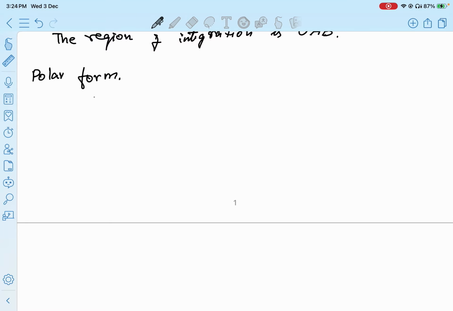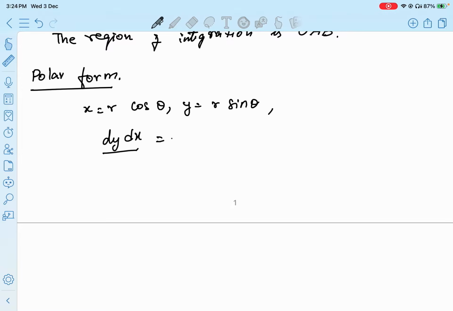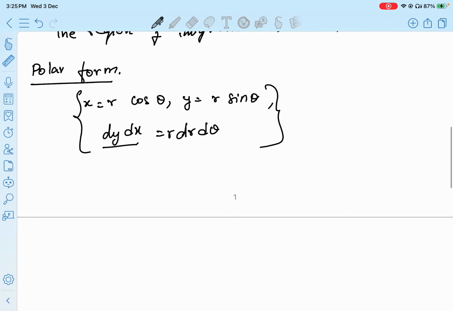Okay, now I am going to start the polar form. To start the polar form, we know our x equal to r cos theta and y equal to r sin theta, and dy dx is equal to r dr d theta. Okay, this is the standard general form for polar coordinates. Instead of x we have to use r cos theta, instead of y we have to use r sin theta, and for dy dx we have to use r dr d theta. So this is the standard form. Whenever it is in the Cartesian form, when you are going to change it into the polar form, you should use this.